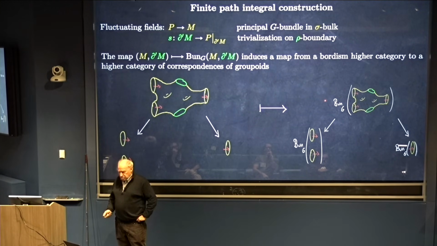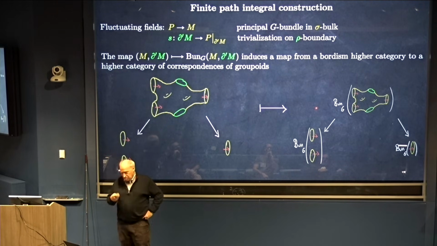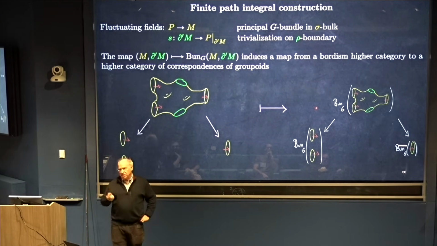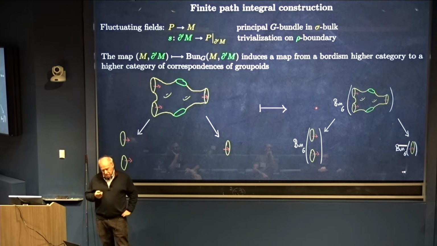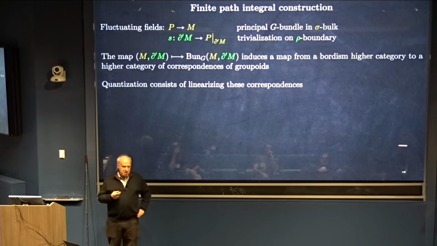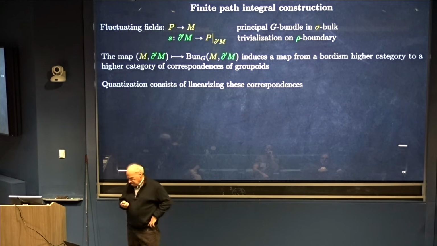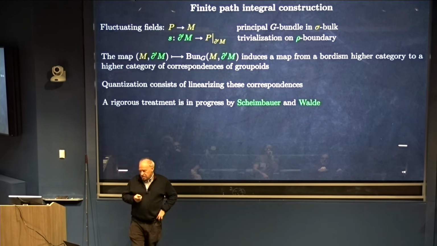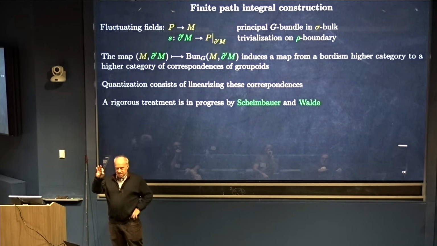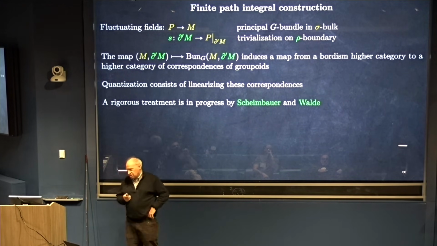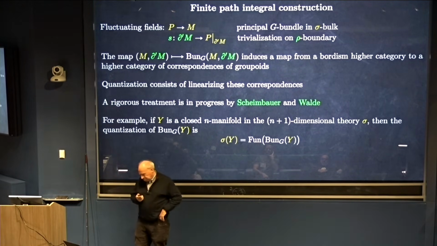And what we do is we get a correspondence diagram of groupoids by looking at these fluctuating fields, by looking at the bundles with trivializations on those green boundaries. And quantization is linearizing that correspondence of groupoids. That's how you quantize. So to do this all the way down and make an extended field theory, that's work in progress by Scheinbauer and Walda.